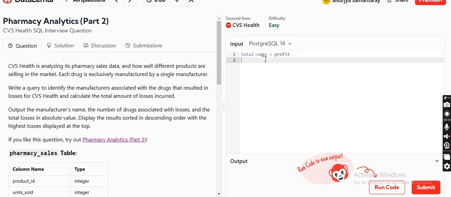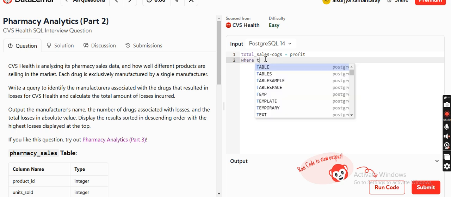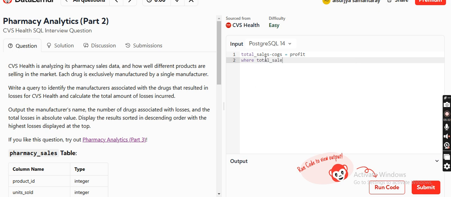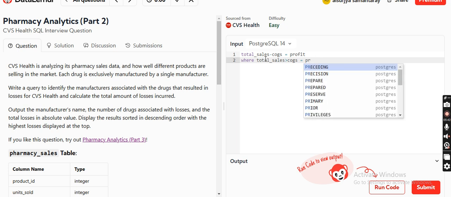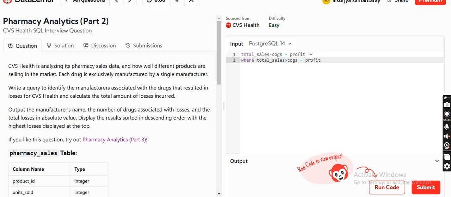Now they want to identify loss. So in other words, where total sales is more than COGS, this will give us a profit, right? It is just the same statement which I am converting. This one is in equation format, and this is in statement format.